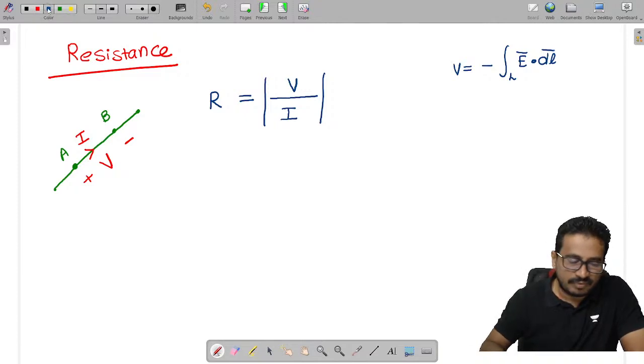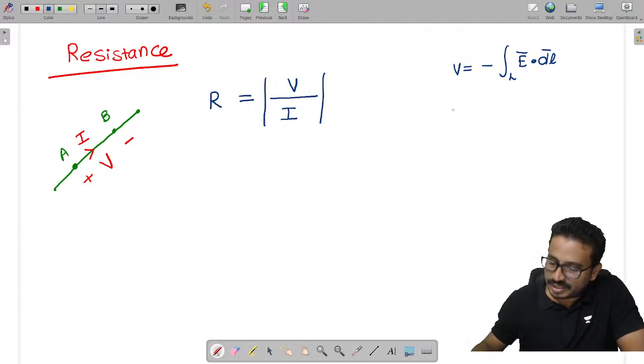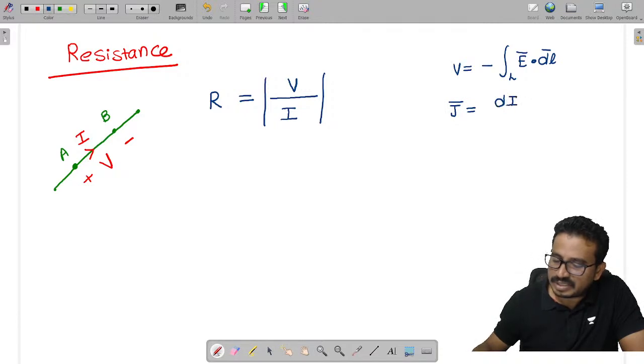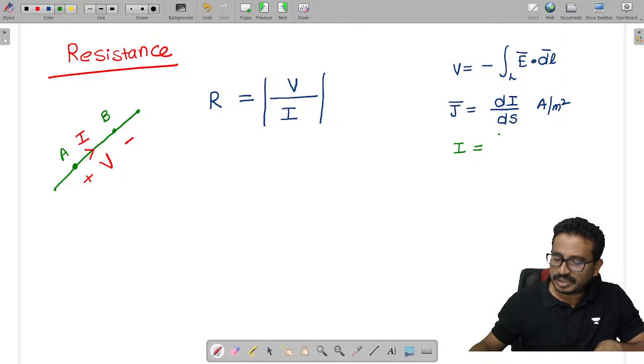Next, here we have current. We have how we can write the current in terms of current density J. I hope all of you know the current density J, which is given as the current per surface area, dI by dS, in amperes per meter square. All of you remember this formula, I think. So from this I can get the current as the surface integration of J dot dS.